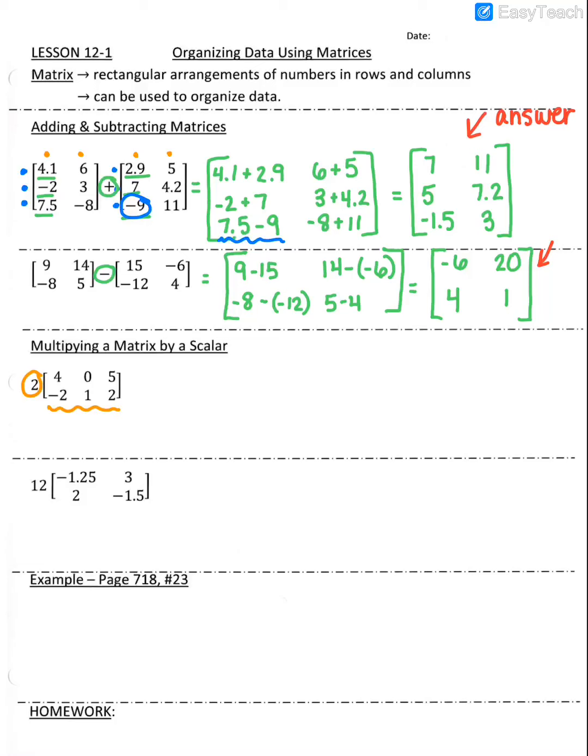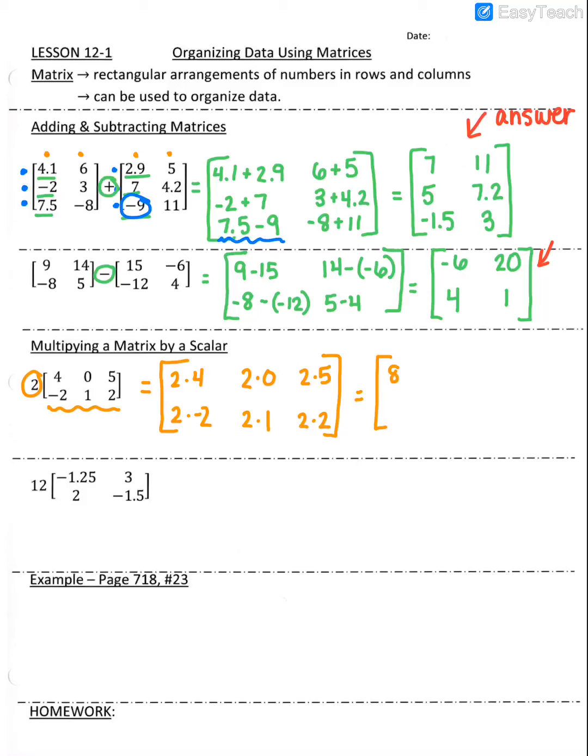Okay, so it's not going to change anything. They're going to stay in the same spot. And so the way that this would look, I'm going to multiply it out with you guys. So I'm going to do 2 times 4, 2 times negative 2, 2 times 0, 2 times 1, 2 times 5, and 2 times 2. And now I'm just going to go back and simplify.